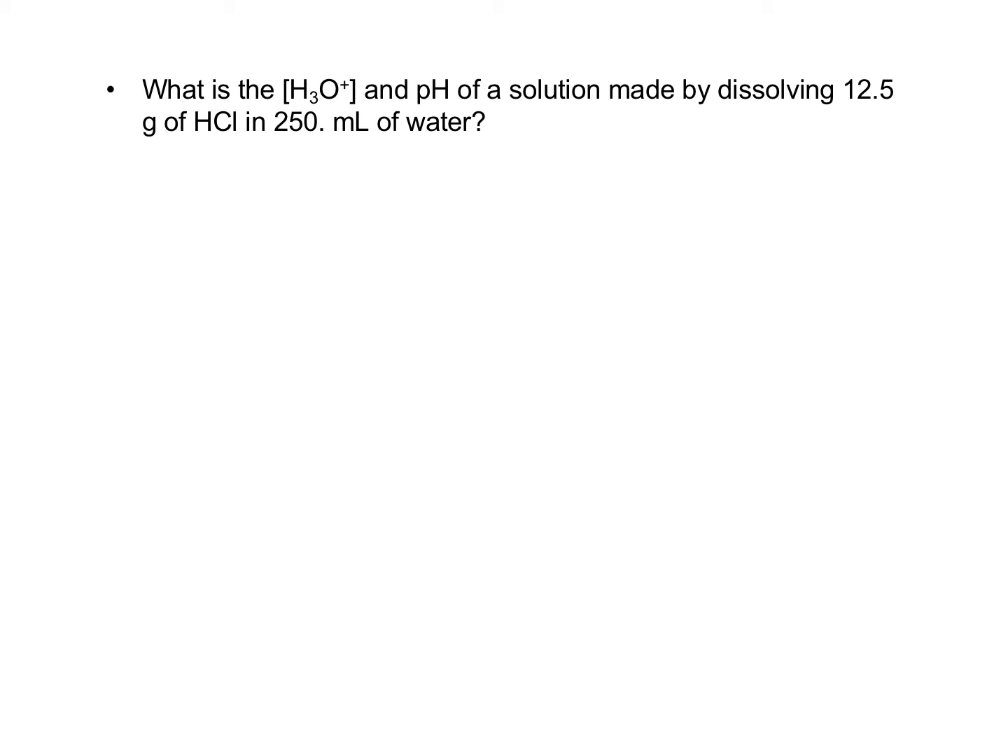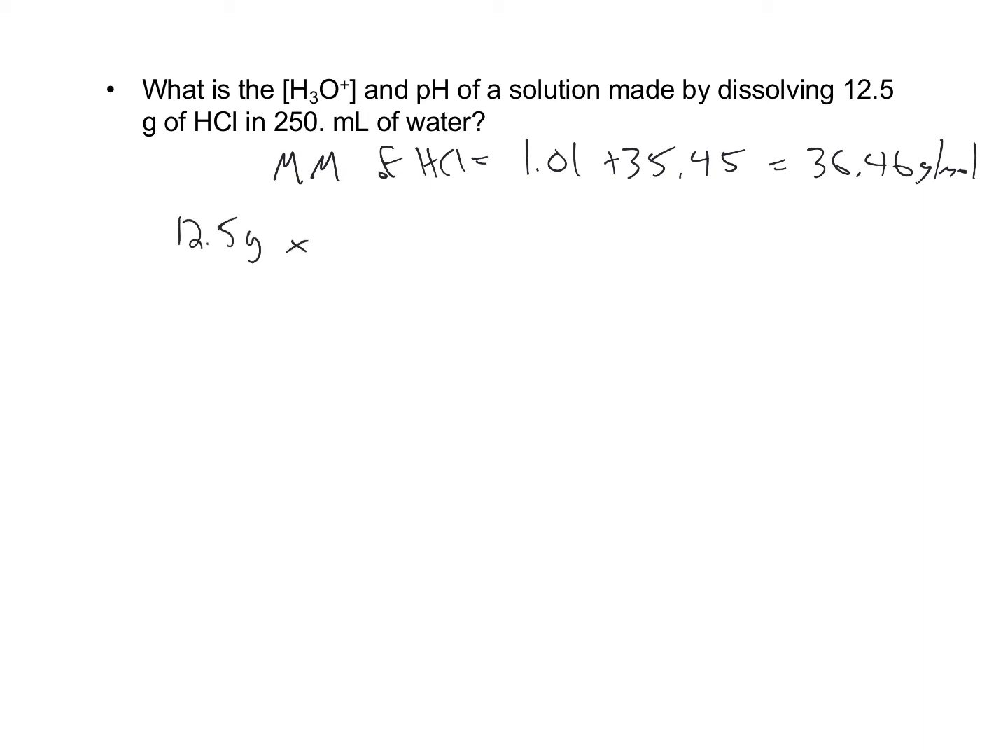So I'm going to take my 12.5 grams. Well, first, I want to write out the molar mass of HCl, which is 1.01 plus 35.45, so the molar mass is 36.46 grams per mole. So when I take those 12.5 grams of HCl, divide that by the molar mass, that gives me 0.343 moles of HCl.